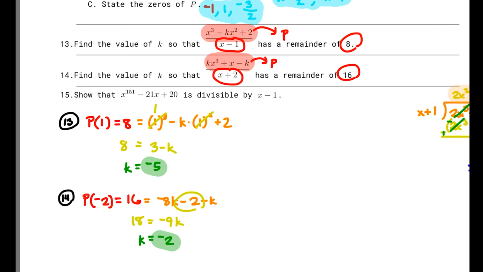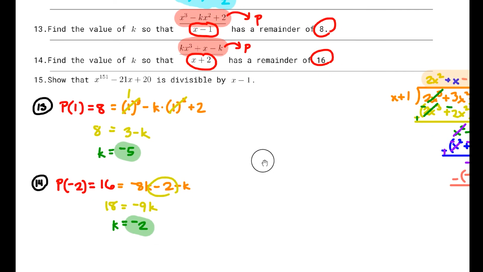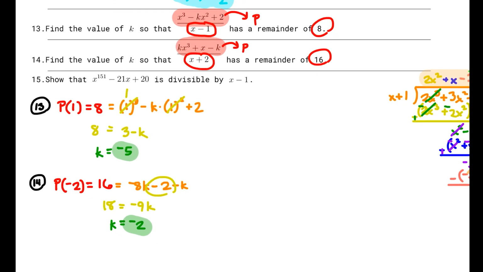Okay. One more problem to go, number 15. It says, show that x to the 151st power minus 21x plus 20 is divisible by x minus 1. Okay, well, let's just say that this is equal to p. Just to make it easier, I don't want to have to rewrite this. So I'm going to say this is equal to p. All we need to do is find out what p of 1 is, because if I set this equal to 0 and solve, it'd be x equals 1. So if you plug 1 into this, you should get 0 if x minus 1 is divisible. Because if it's divisible, that means it's a factor, and we're just basically using remainder theorem.